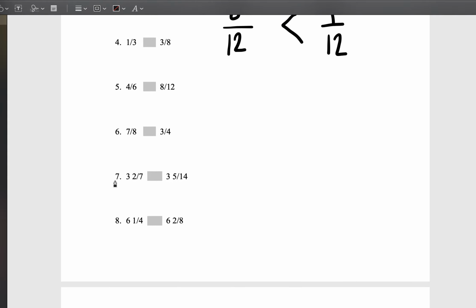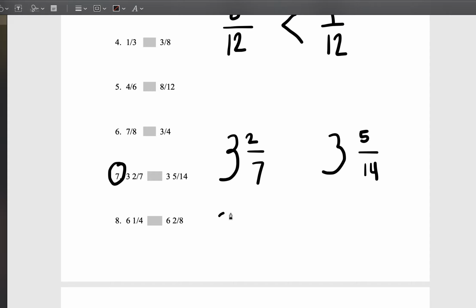Let's do one more question. Let's do one of these mixed numbers. So 3 and 2 over 7, and 3 and 5 over 14. So again, we need the same denominator. And in this case, I think that 14 is the greatest one because 7 times 2 is 14. Since they're the same number in the front, it'll be okay. All I have to do is multiply the top by 2, so it'll be 4 over 14.